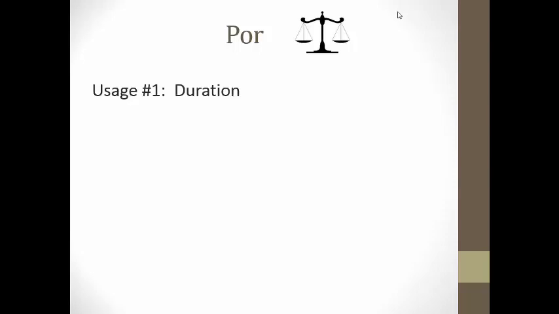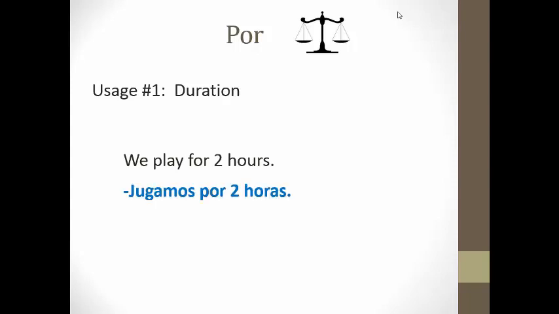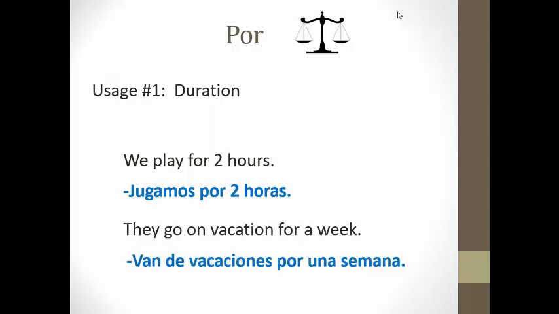All right, let's take a closer look at our rules. Rule number 1, duration. Anytime you talk about the duration of how long you did something, okay, so I was in Florida for a week, I was sick for 2 days, that's always por. Here's some practice sentences for you. We play for 2 hours. Jugamos por 2 horas. Another one. They go on vacation for a week. Van de vacaciones por una semana.